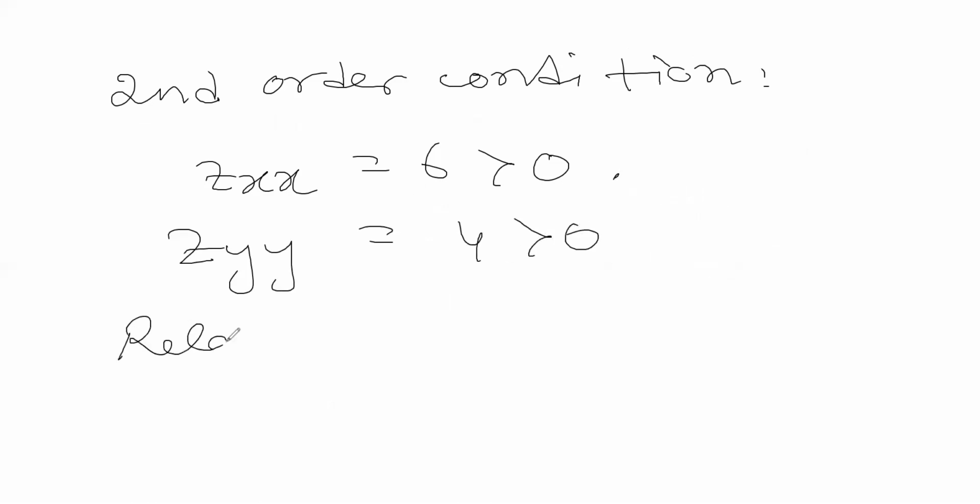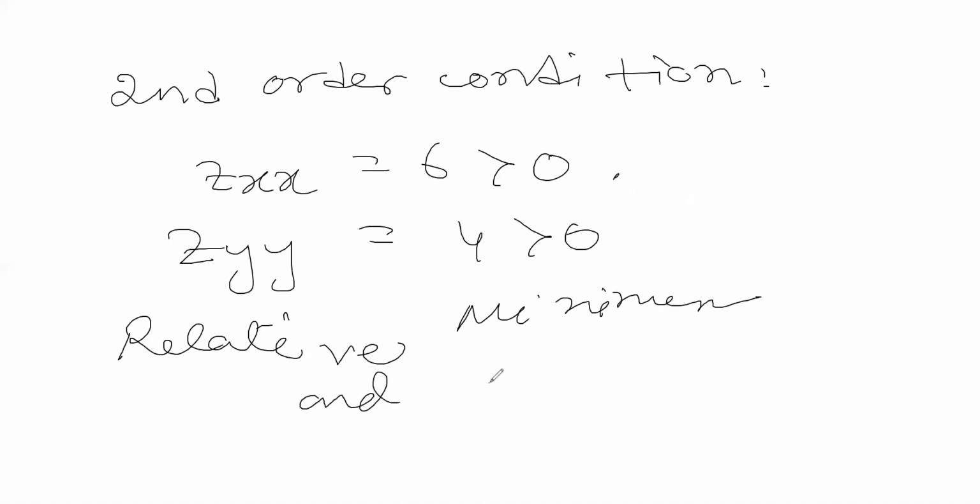So the function is basically at its relative, sorry, not maximum. The function is at its relative minimum and convex in shape. So this is, let me write again, this is convex in shape. So this was the first example. We get a case of relative minimum and convex. Now let's see whether we get something else or not.